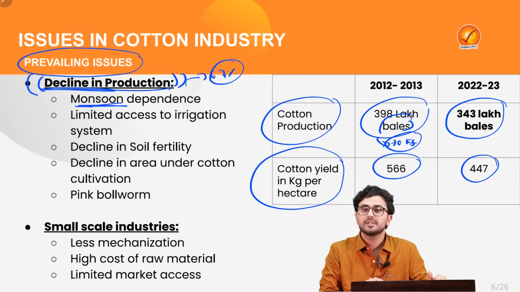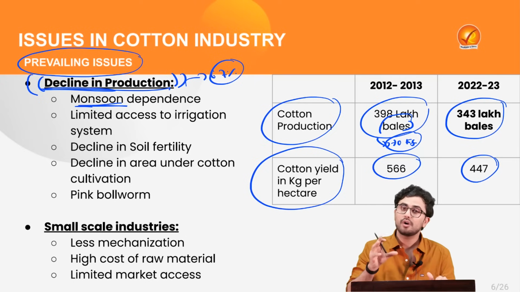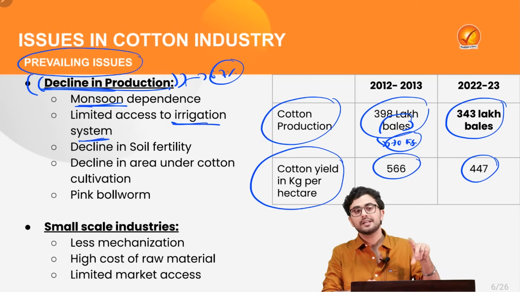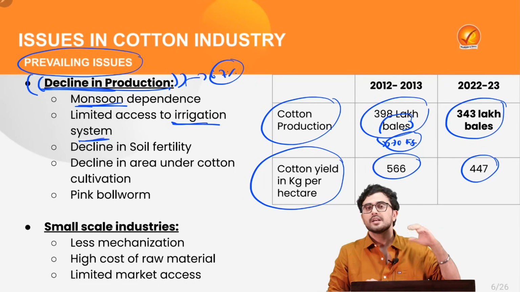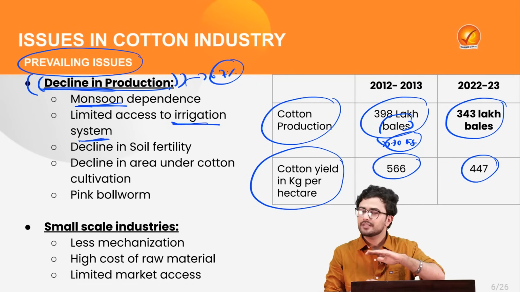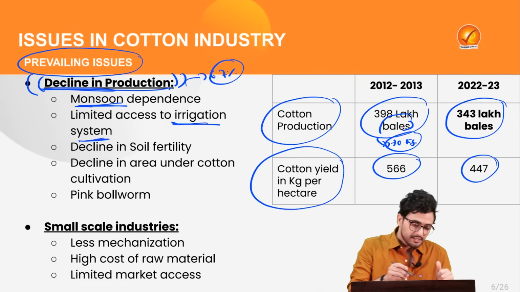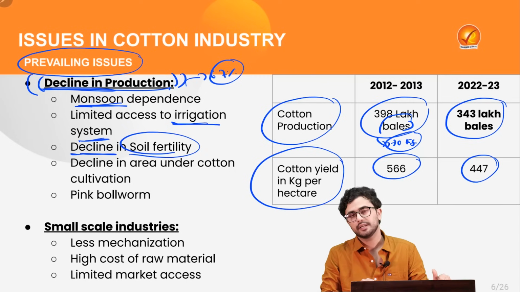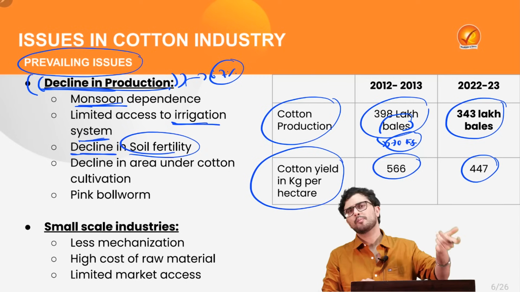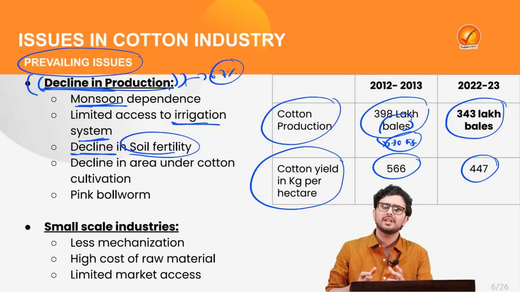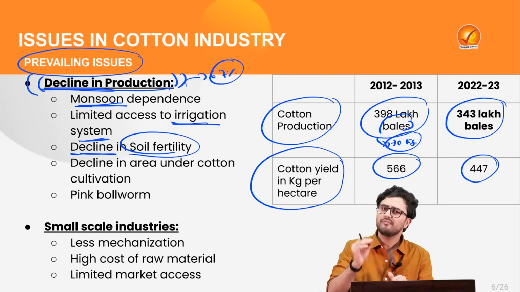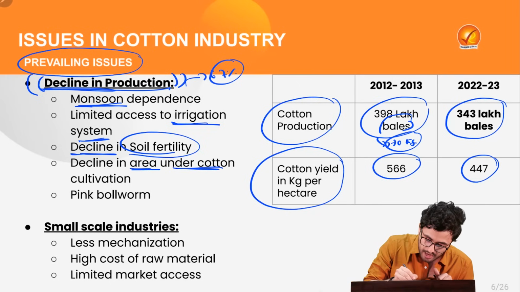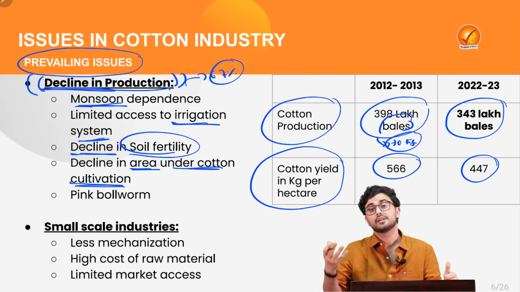At the same time, this problem is further aggravated because of the limited irrigation infrastructure which is present in these cotton producing states such as Gujarat, Maharashtra, etc. At the same time, there has been decline in soil fertility because of these monocrop cultivating practices as well as excessive use of pesticides. Also, there has been decline in area under cotton cultivation.